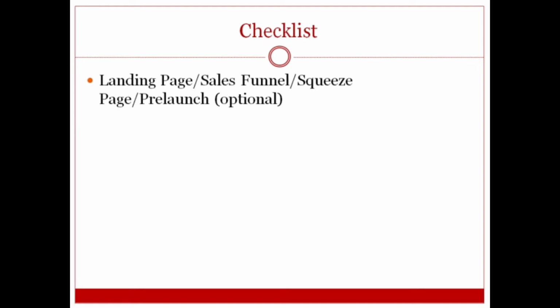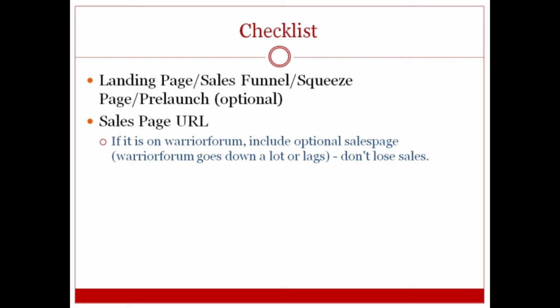And of course, you're going to need to have some sort of landing page, which is an option. You don't have to have a sales funnel squeeze page, pre-launch page, but that is an option if you want to do that. Otherwise, if you leave that blank, it'll default to the sales page URL. And of course, if your sales page is on the warriorforum.com as a Warrior special offer, Warrior Forum tends to go down or lags a lot. So if your website, your sales page lags, then you're going to lose sales. So if it is on the Warrior Forum, then you can also include an optional sales page, which is a really, really cool feature.